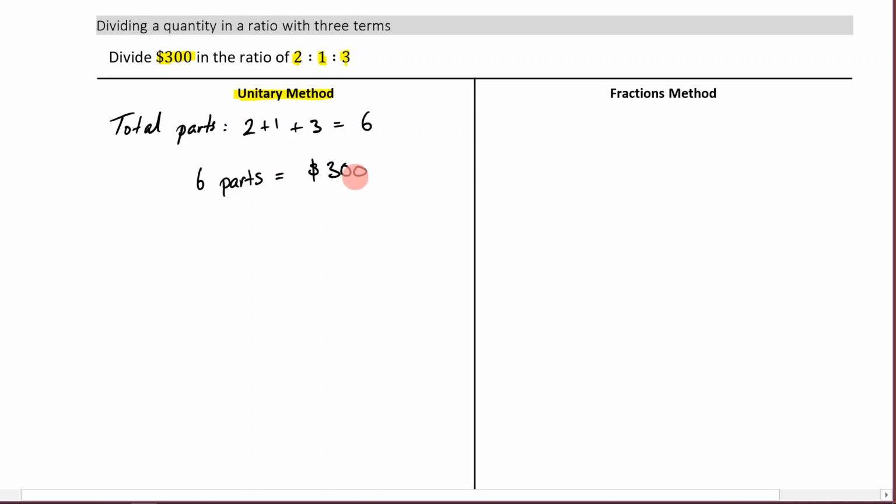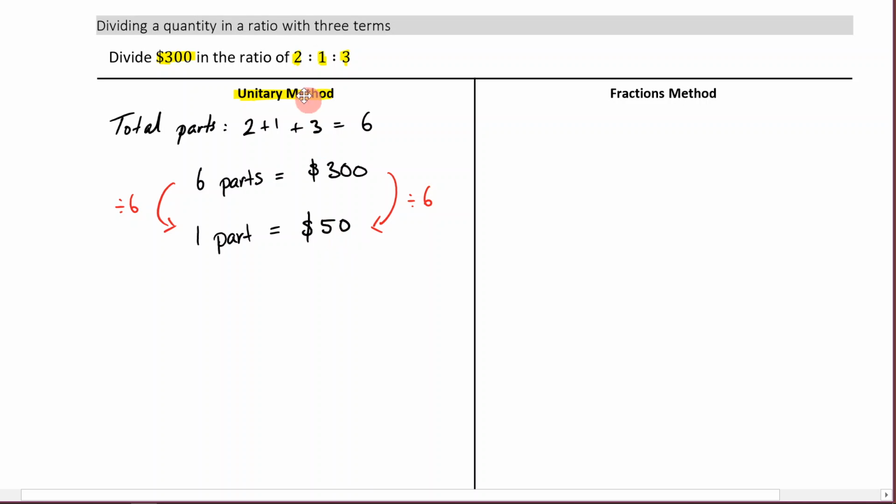Now, the unitary method tells me that I now need to find what 1 part is going to be. To find what 1 part is going to be, I'm going to divide this side by 6, and that means I have to do the same to the other side. So I'm going to go, what is 300 divided by 6? And 300 divided by 6 is going to be 50. So this will be $50. Remember, if you're struggling with that operation, what I did is, how many times does 6 go into 30? That goes 5 times. And now I've just got an extra 0 there, so 50.